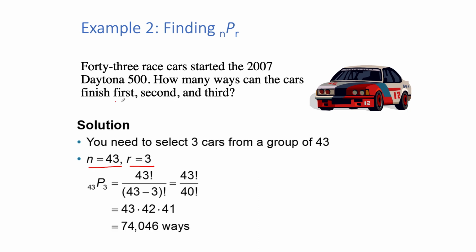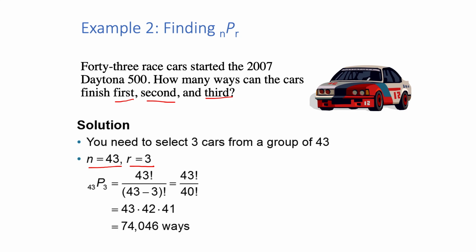You have a car which will finish in the first position, a car which will finish in the second position, and a car which will finish in the third position. So 43 cars to choose from. Three cars need to be chosen, and the order in which these cars are chosen actually matters.